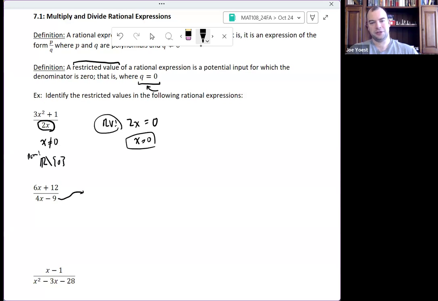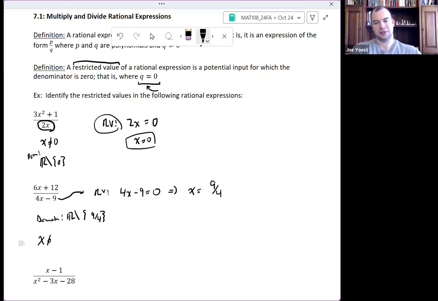Or for this one, if we're searching for restricted values, we're asking when is 4x minus 9 equals 0? That's whenever x is 9/4. So I might say something like domain is all real numbers take away 9/4, all real numbers except 9/4. Or I might say simply just x not equal to 9/4.